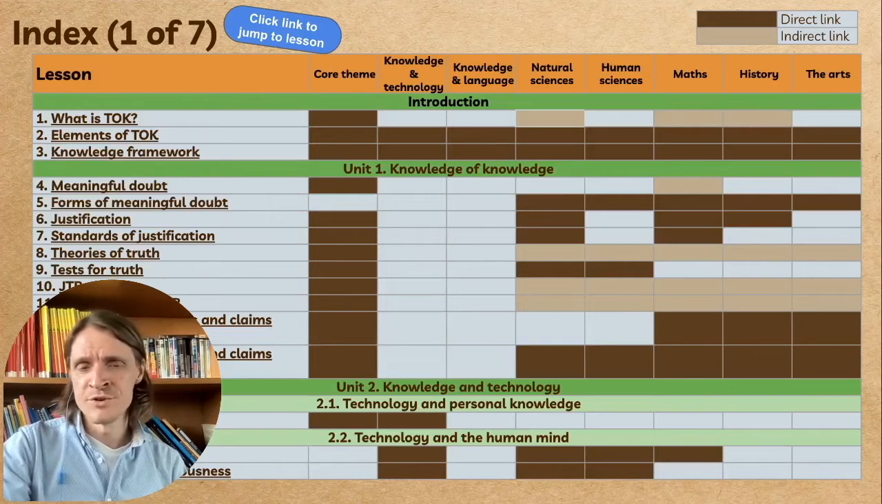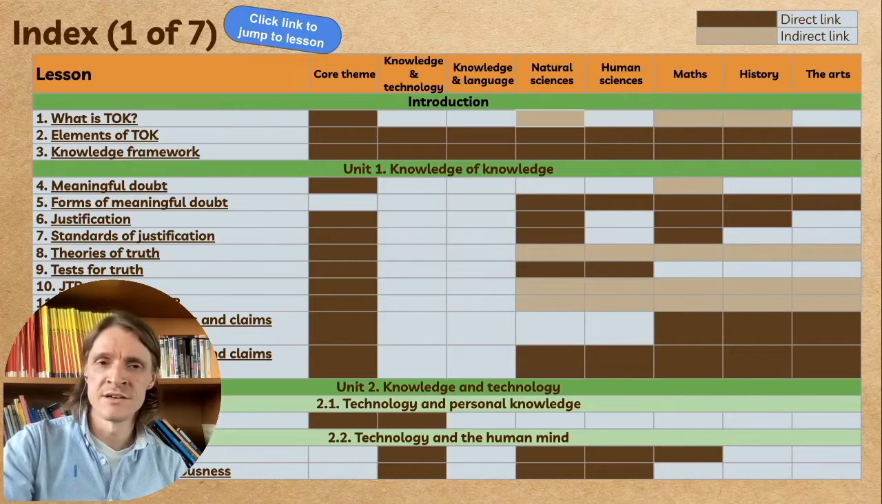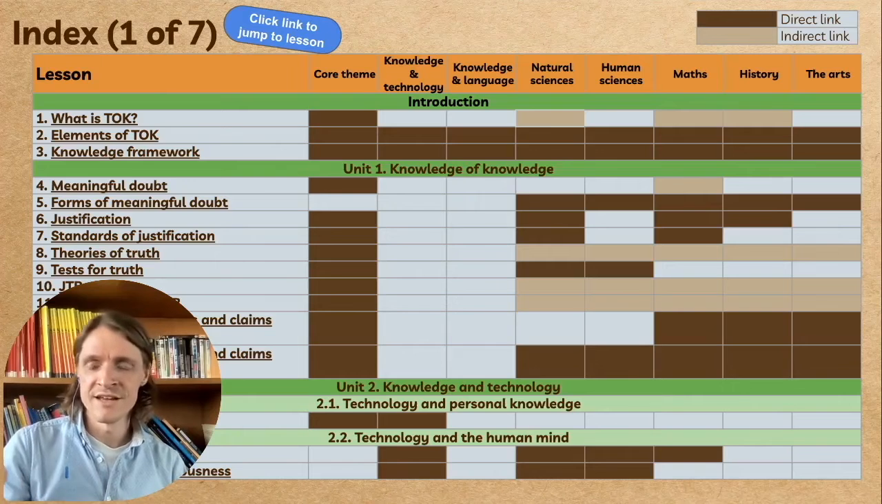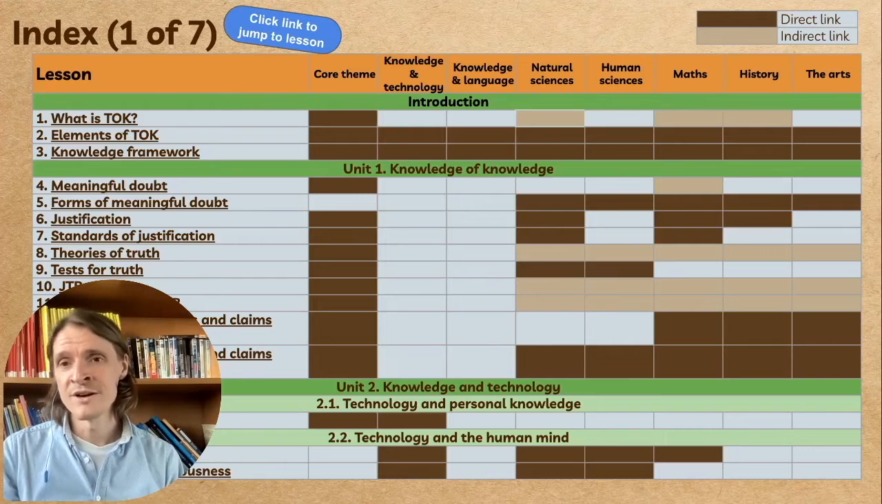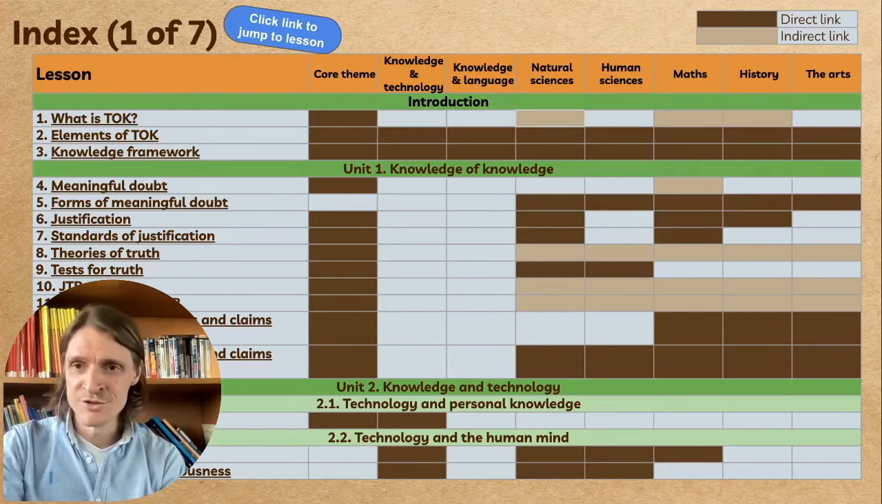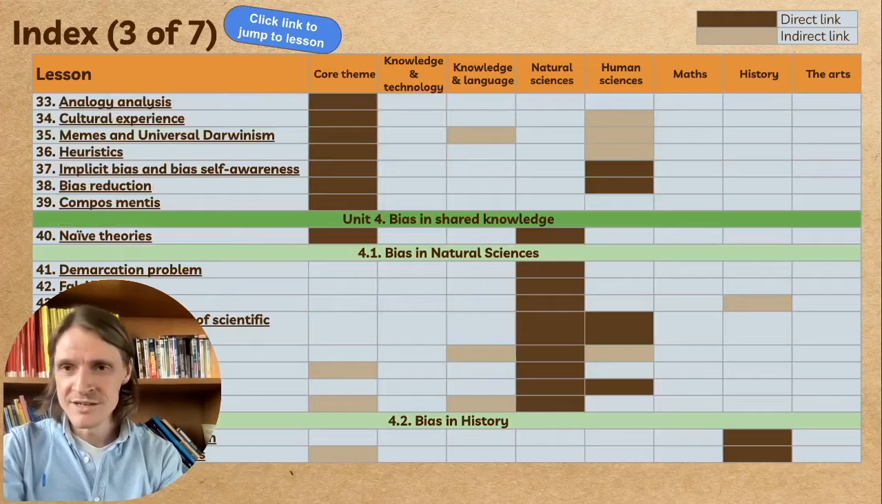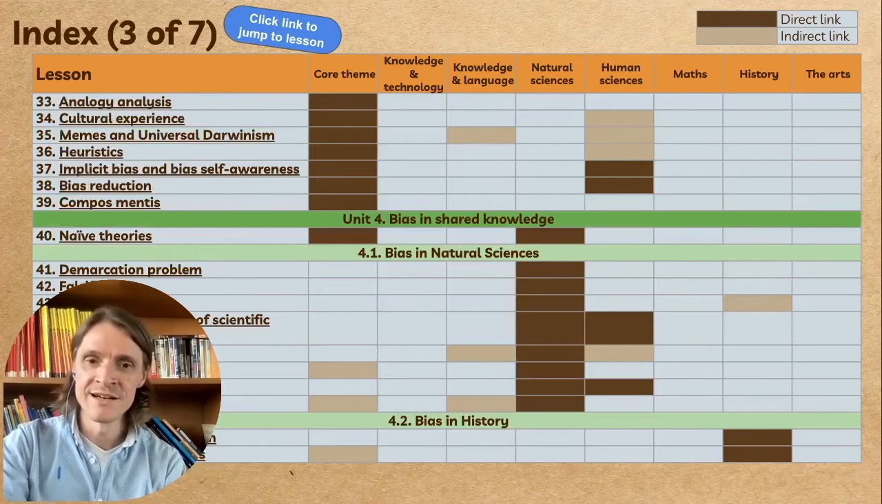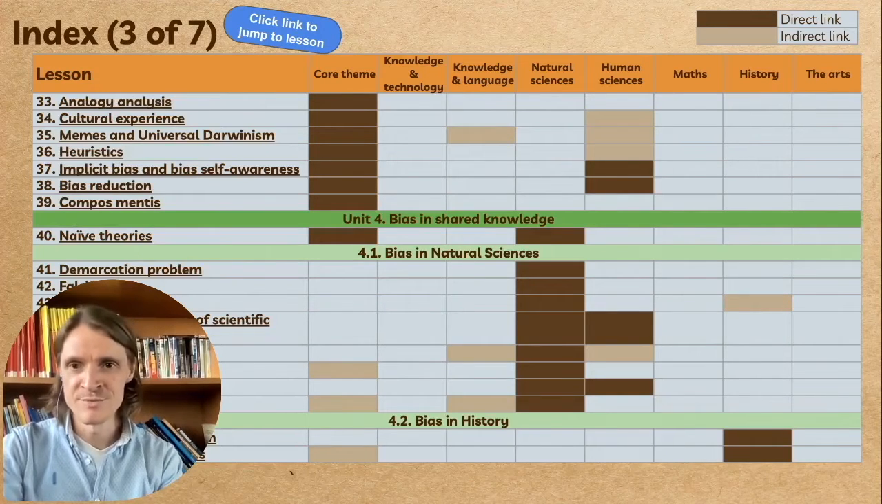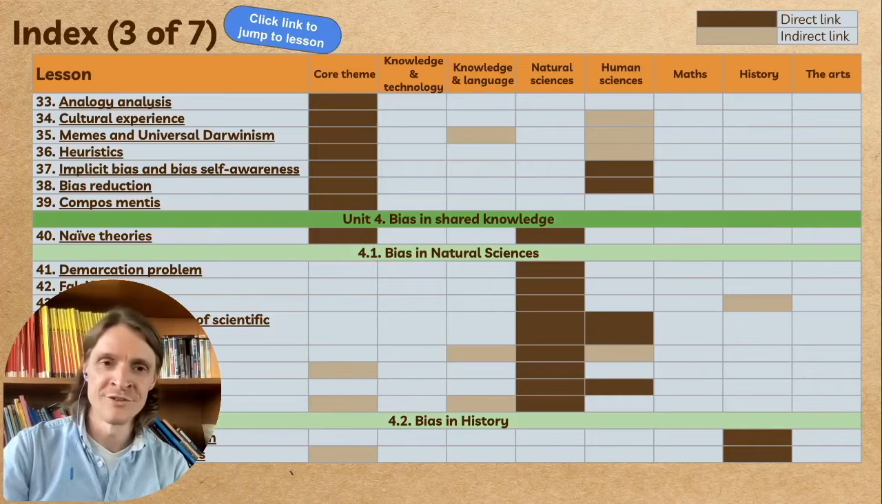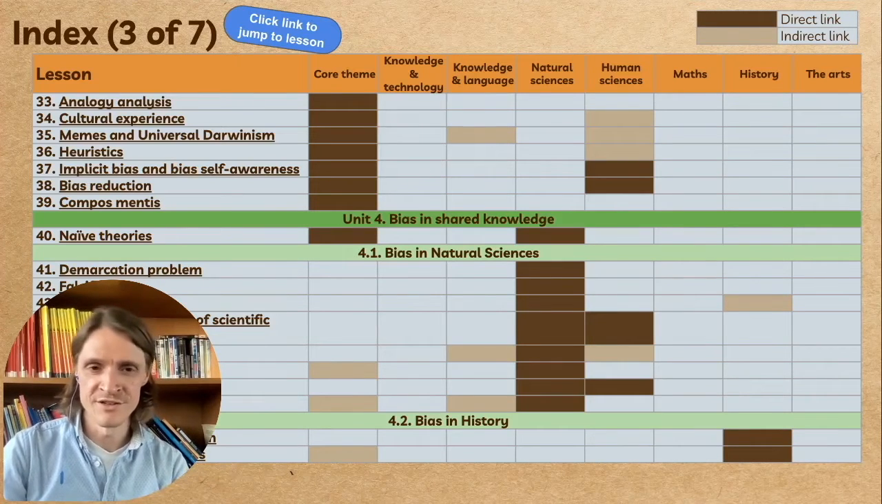Because the book is organized thematically, every lesson is directly or indirectly linked to certain themes or areas of knowledge. That's exactly what I tried to show with this matrix here. The dark sections signify a direct link, and the lighter sections signify an indirect link. For example, lesson 41, demarcation problem, is quite obviously linked to natural sciences because it discusses how to draw the line between science and non-science.